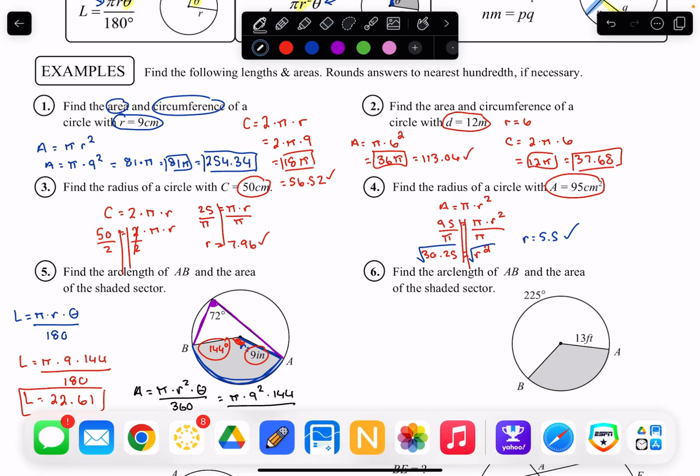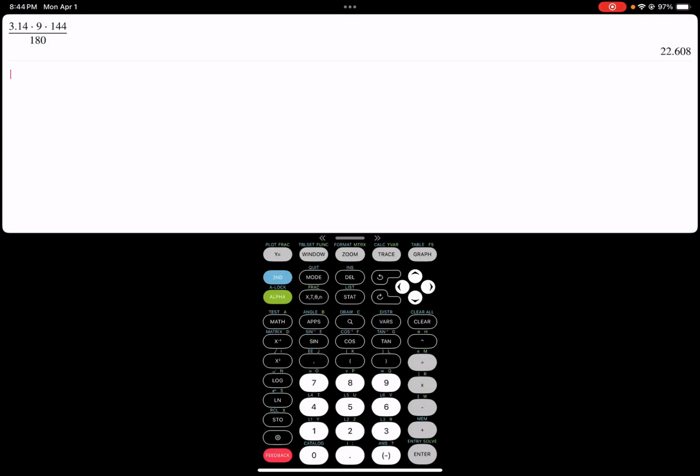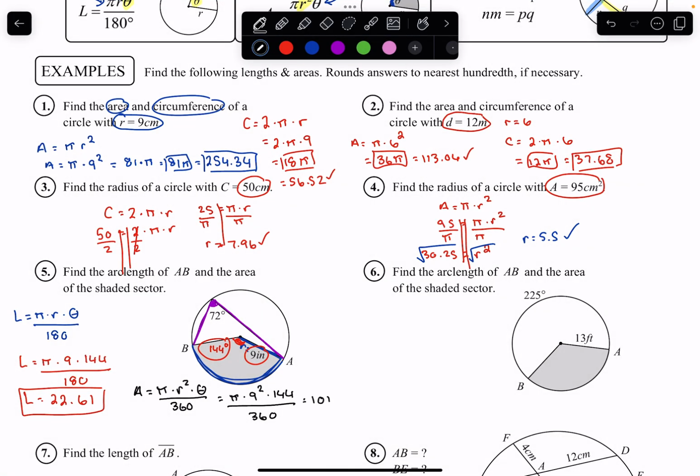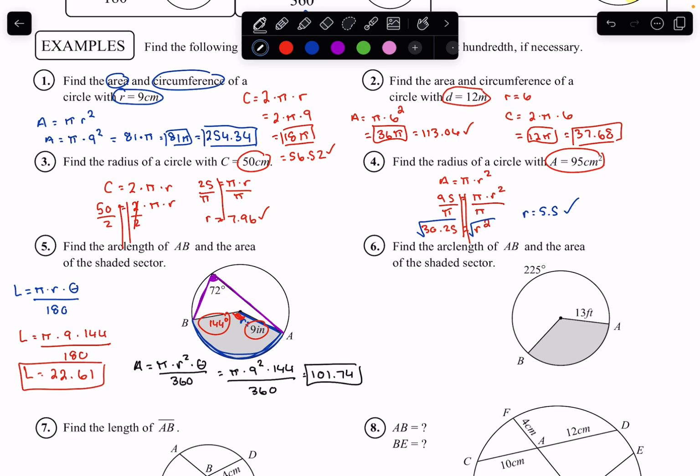So when I go to my calculator, if I'm not using the fraction button, I can do 3.14 times 9 squared times 144. But before I hit divide, I'm going to hit enter to be safe, and then I'm going to divide by 360 degrees, and I ended up with 101.736, so 101.74 would be the area of that sector. All right? Okay, number 6, find the arc length of AB and the area.